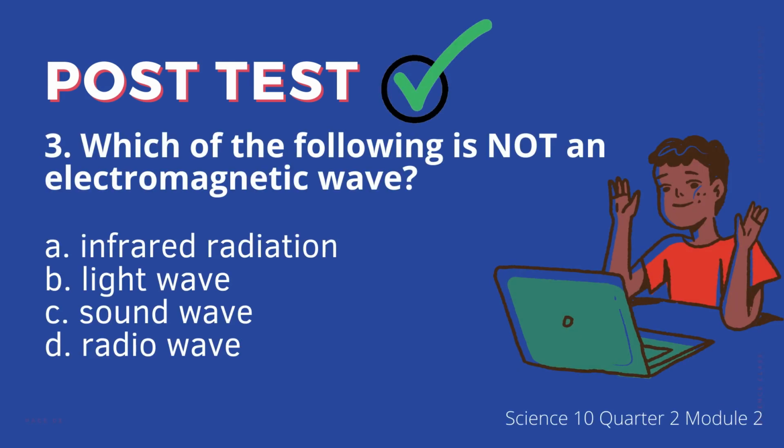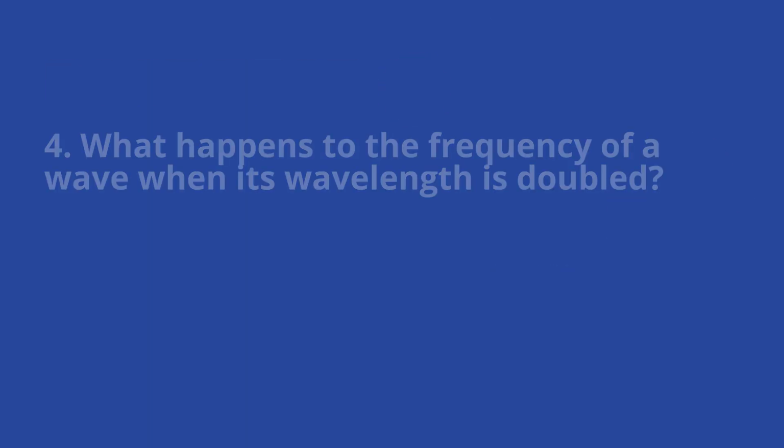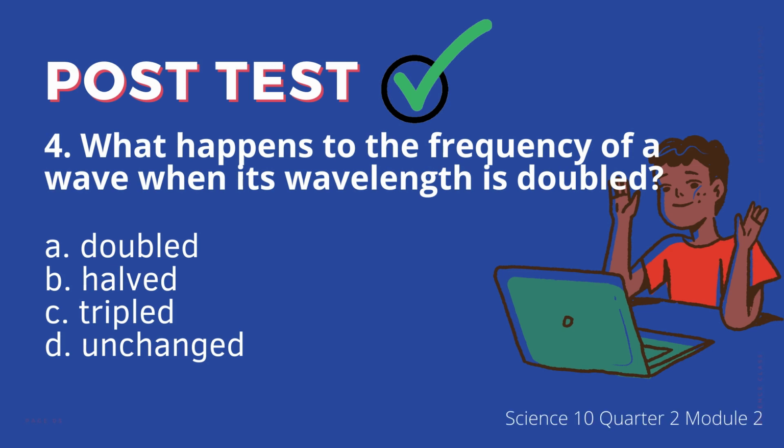3. Which of the following is not an electromagnetic wave? A. Infrared radiation. B. Light wave. C. Sound wave. D. Radio wave. 4. What happens to the frequency of a wave when its wavelength is doubled? A. Doubled. B. Halved. C. Tripled. D. Unchanged.